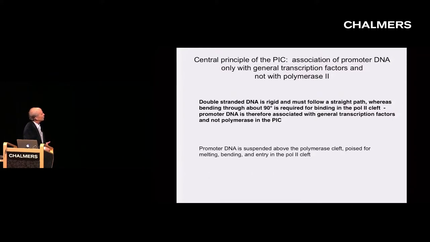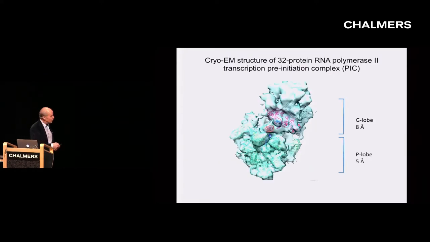The general factors then are responsible for melting, creating a single-stranded region which is flexible, after which bending can occur and entry of the DNA in the polymerase cleft. Now, of course, we'd like to understand in more detail how melting, bending, and entry in the cleft take place, and finally recognition of the start site for transcription. That isn't possible at the limited resolution of the analysis so far, a resolution of the P lobe at about 5 angstroms, the general factor lobe at about 8 angstroms.